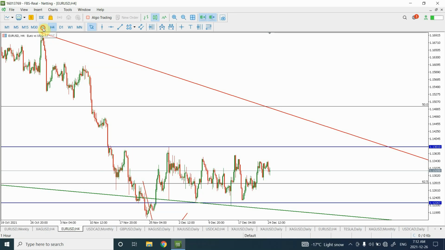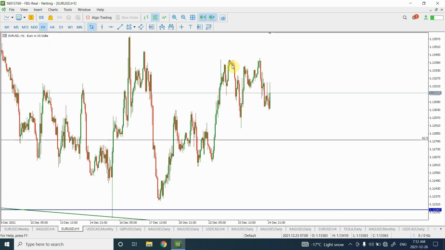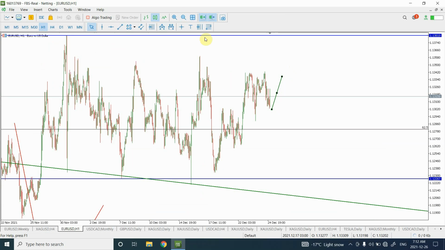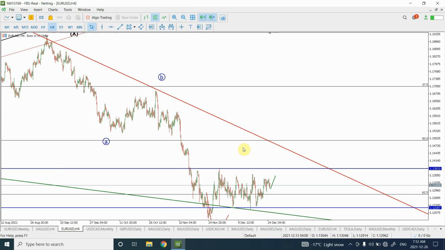On an even smaller time frame, we can see that it looks like we are forming a flat correction. So it's up to you if you want to go bullish right over here, or you want to wait for confirmation of the prices to go beyond. So for the next few weeks I'm going to be bullish on the euro, and I've given you larger time frame analysis so that you know where exactly you are.